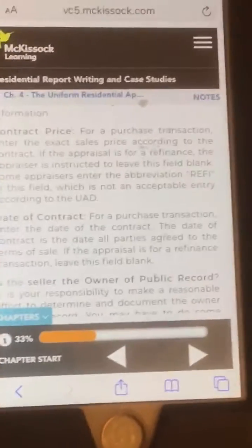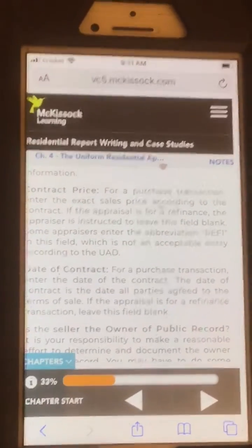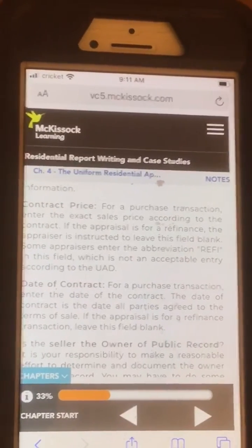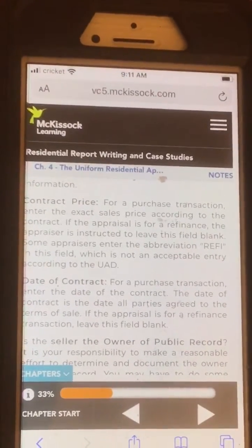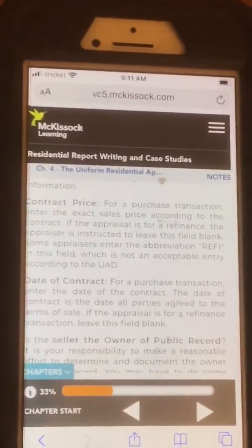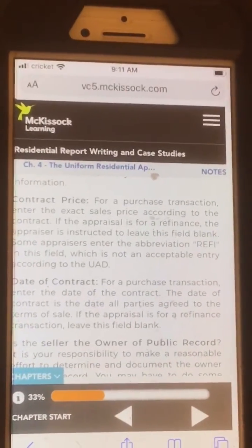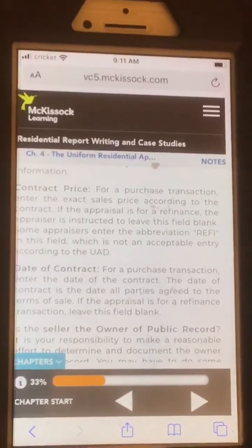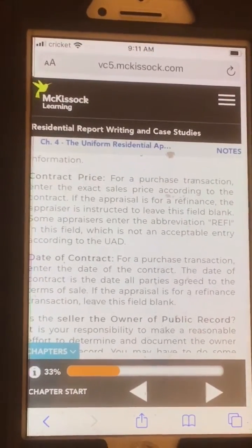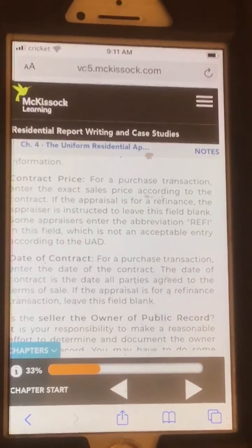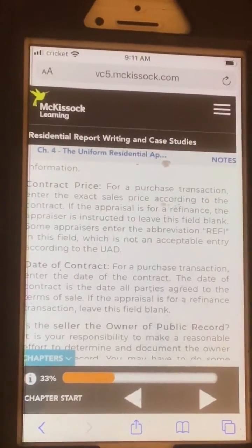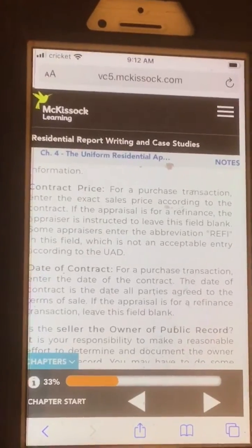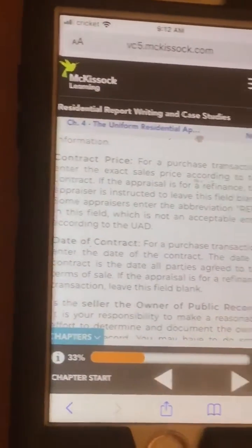Contract price. For a purchase transaction, enter the exact sales price according to the contract. If the appraisal is for a refinance, the appraiser is instructed to leave this field blank. Some appraisers enter the abbreviation REFI in this field, which is not an acceptable entry according to UAD.